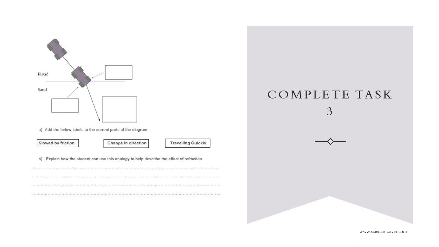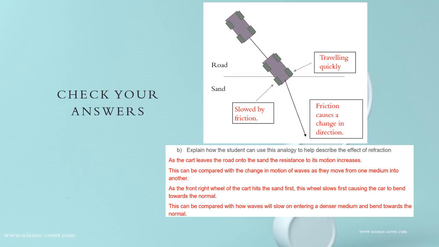Pause the video now and complete task 3. Let's check our answers. The missing labels on the diagram: the front left wheel is travelling quickly, the front right wheel is slowed by friction, and the friction causes a change in direction.